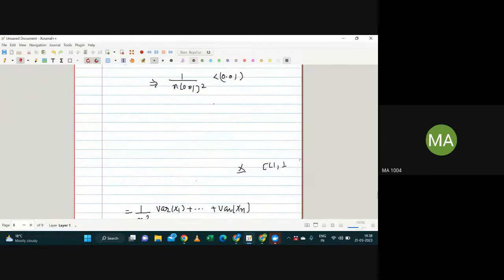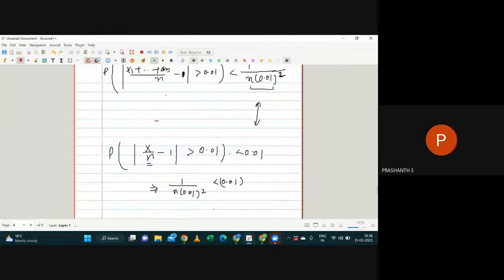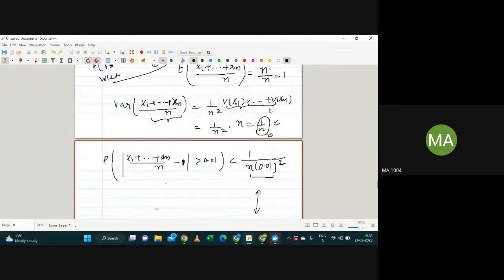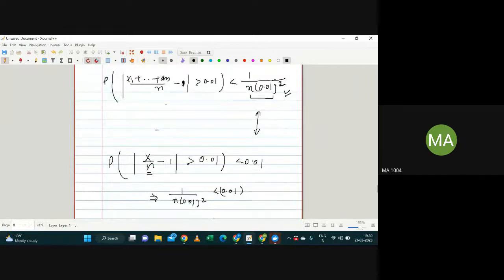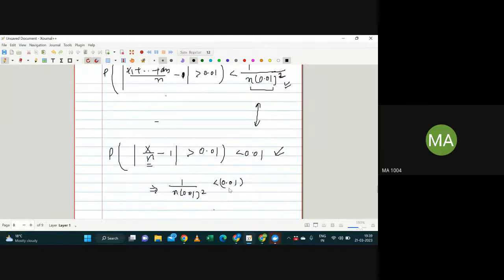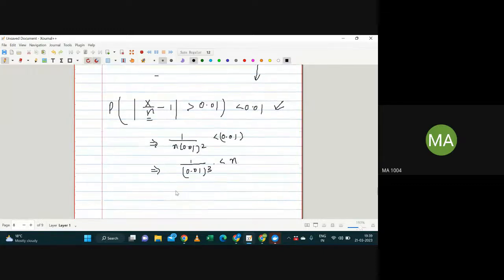Sir, here sigma square is the variance of each xi, sir. Each xi, yes, it is 1. Okay, sir. We can directly say that instead of finding it out, sigma square, the variance of each xi, is 1. These things we find out by the weak law of large numbers, and this is given to us. So can I write this as 1 by n times 0.01 sigma square is less than 0.01? Correct. So what I will get is 1 by 0.01 cube less than n, right? So n greater than 1 upon 0.01 raised to the power cube.